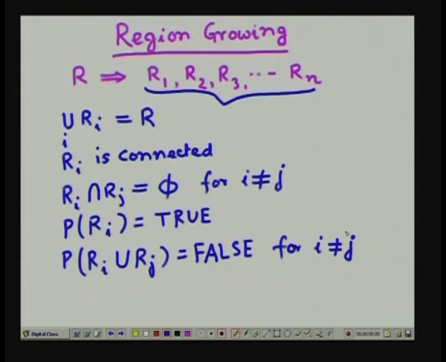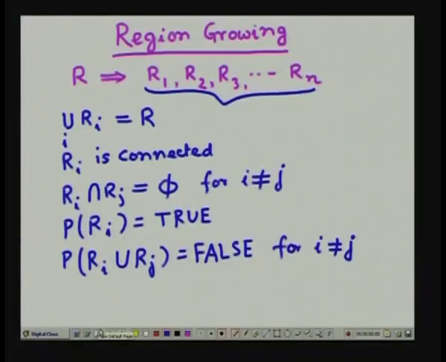And if I take points belonging to 2 different regions R i and R j, then the predicate over this combined set, R i union R j, must be equal to false. So, this is what says the similarity. That means all the points belonging to a particular region must be similar and the points belonging to two different regions are dissimilar.